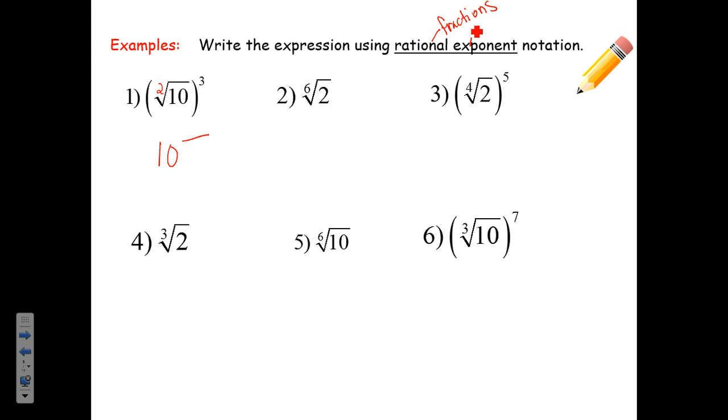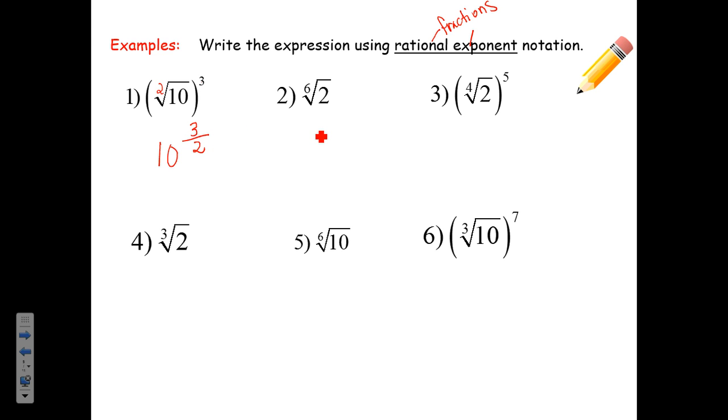When I'm going to write a fraction, remember the 10 becomes the base. I'm going to have a power with a fraction. The index goes on the bottom, and the top is what we raised it to. So this would be 10 to the power of 3/2.